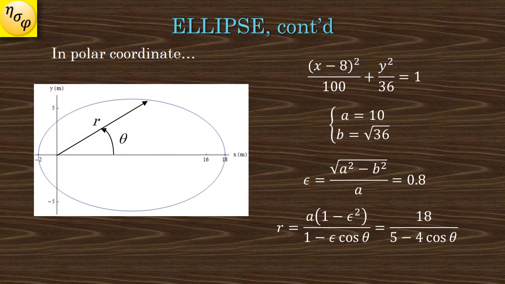In this case, it is easier for us to work with polar coordinates. As a note, understanding coordinate systems such as Cartesian, polar, spherical, or cylindrical is essential in physics. Subsequently, we have to convert xy into r theta with some conversion formulas. a equals 10, b equals square root of 36, and e, or ellipse eccentricity, is equal to 0.8. Hence, the equation of this ellipse in polar coordinate is r equals 18 over 5 minus 4 cosine theta.